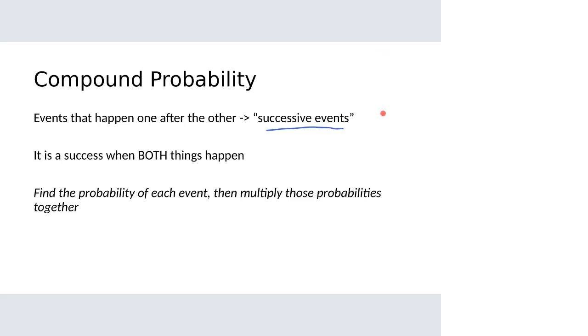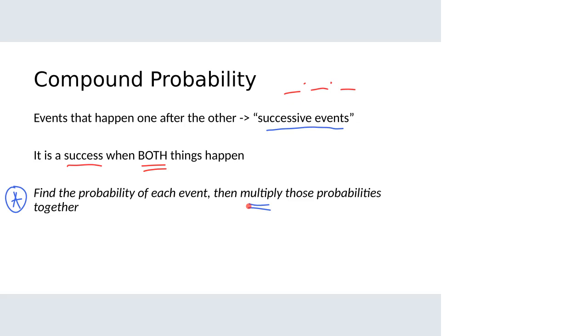When we're talking about compound probability, we have a success when both things happen. The first thing happens, and then after that, the second thing happens. One thing that's nice about this structure is it leans back to the fundamental principle of counting, where you find the number of choices for each stage of the problem and then multiply those together. Here, we find the probability of each event and then multiply those probabilities together.